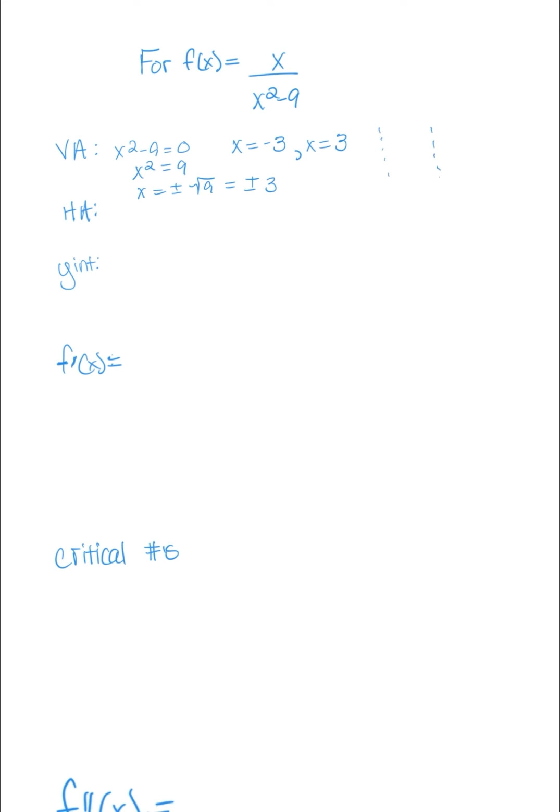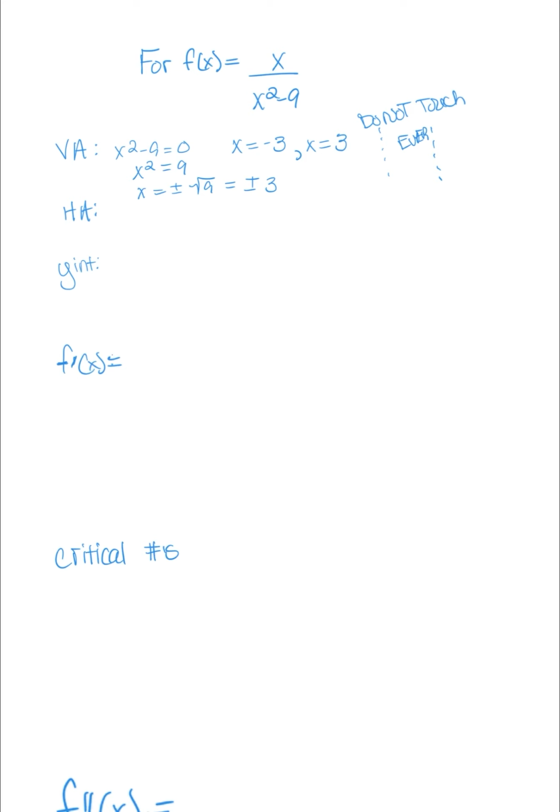They are lines that you can never ever touch. Do not touch ever. You can't ever touch them. Okay, and then we have horizontal asymptotes.